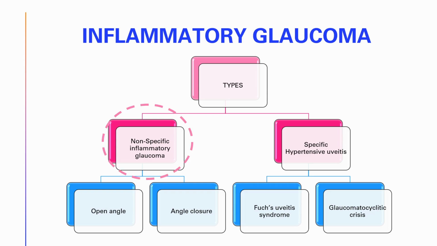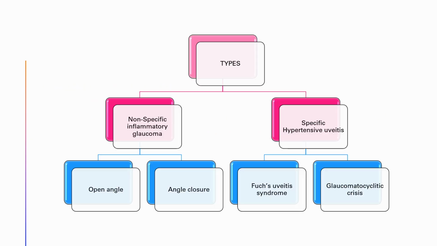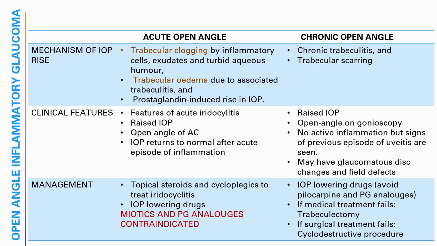Now coming to non-specific inflammatory glaucoma. Non-specific inflammatory glaucoma can further be divided into open angle and angle closure. First, we will be studying about open angle glaucoma. It can further be divided into acute open angle and chronic open angle.